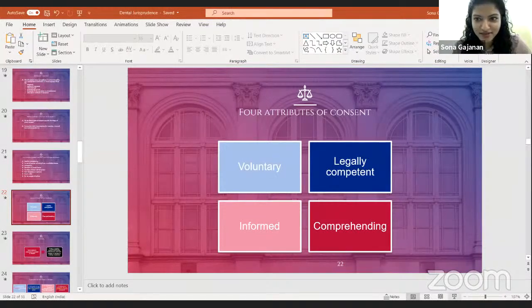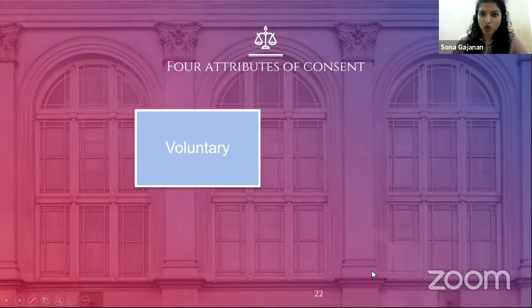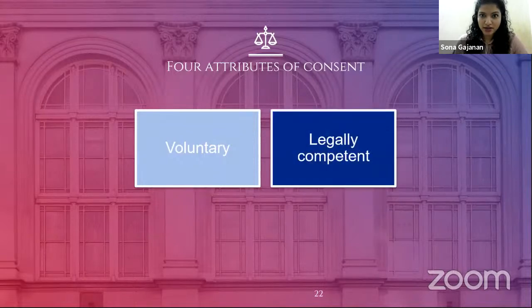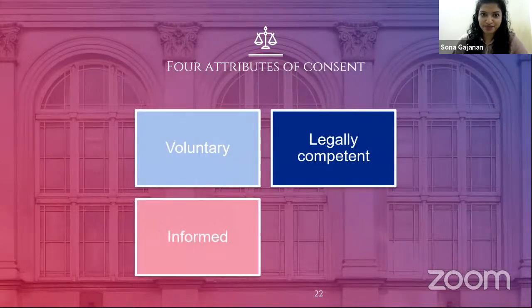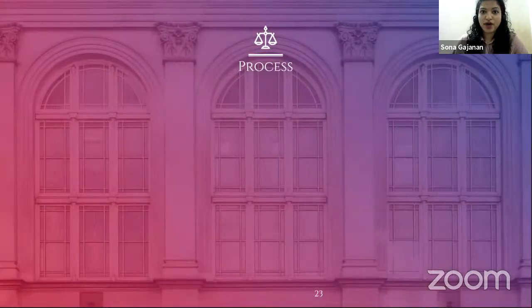So what are the 4 attributes of a consent? The consent should be voluntary, that is, it should not be given under fear or force. Second is that it's legally competent. It should be given by someone who is above 18 years of age. It should be informed. That is, the patient who is giving the consent should be informed everything about the procedure, and the information should be understood by the patient. So that talks about comprehending. These are the 4 attributes of a consent.